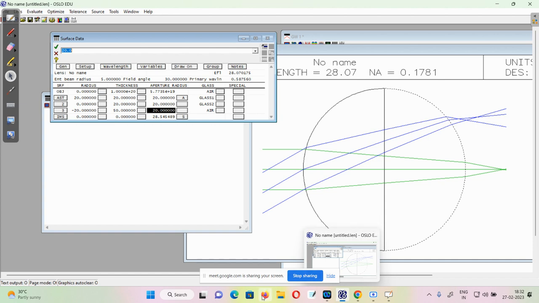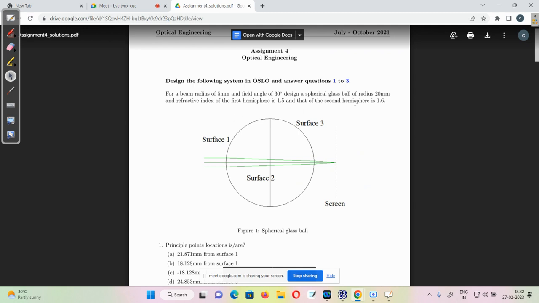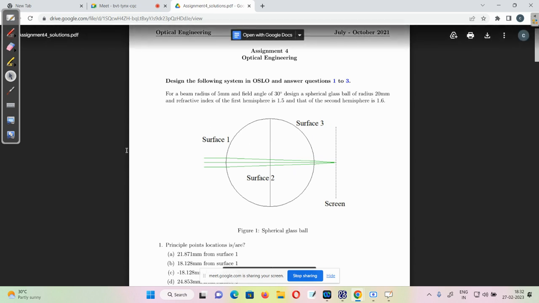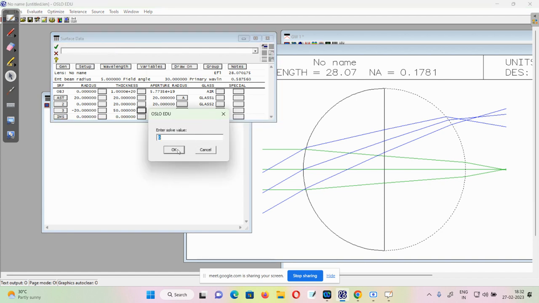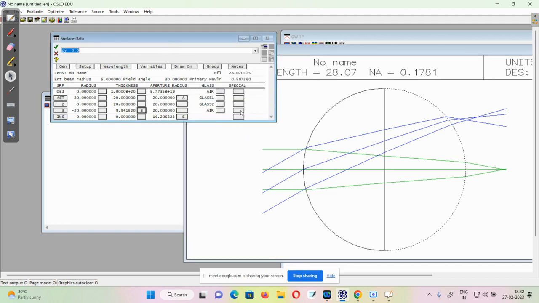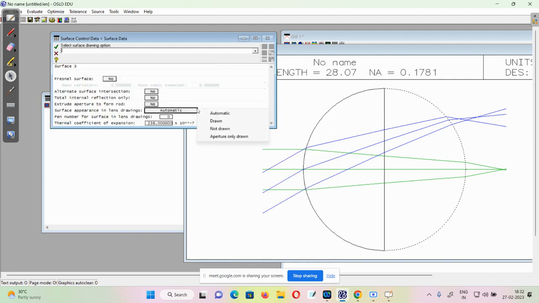Now what is the question? The question is, for a beam of this thing you already made, if you want to put a screen kind of thing, what you put is a solve here. You will put a solve, accelerate, save, and you will draw surface control general. You will draw.